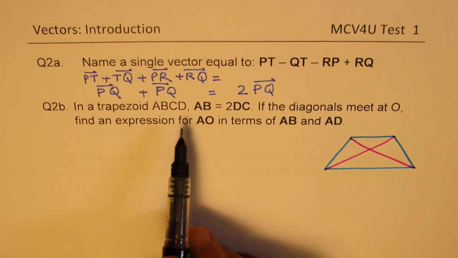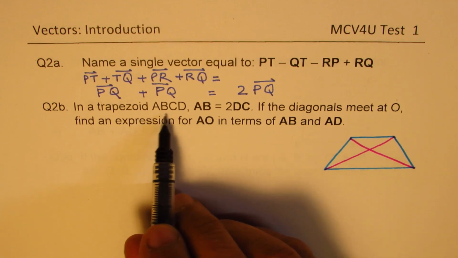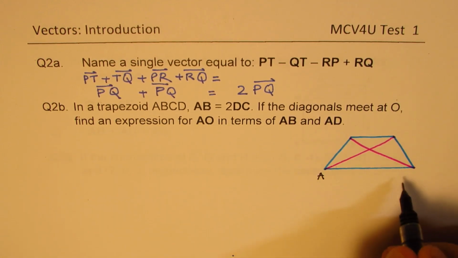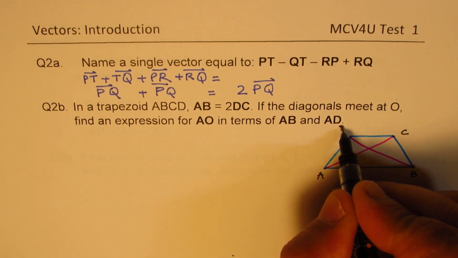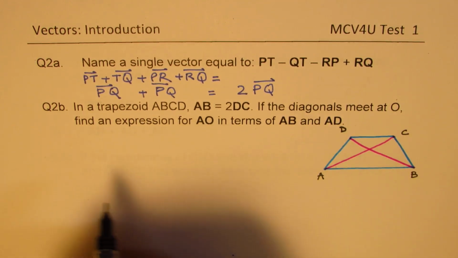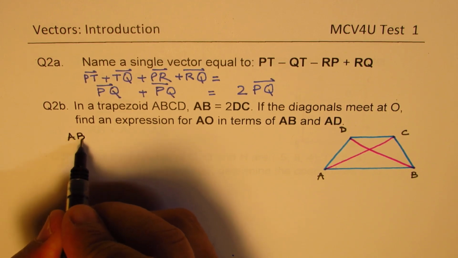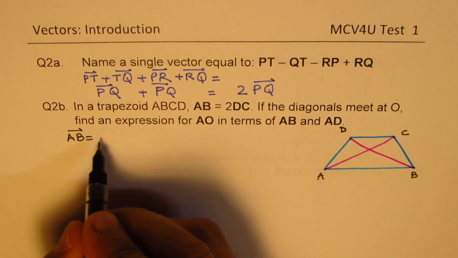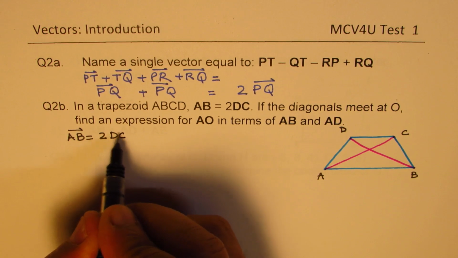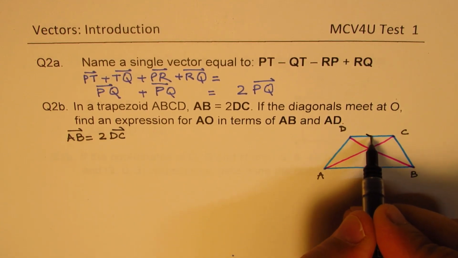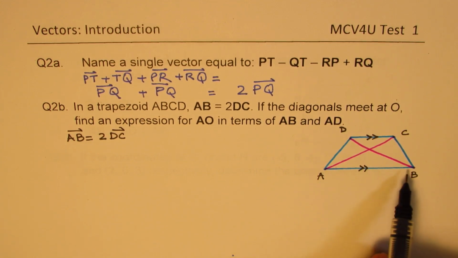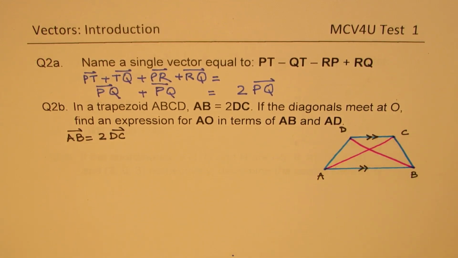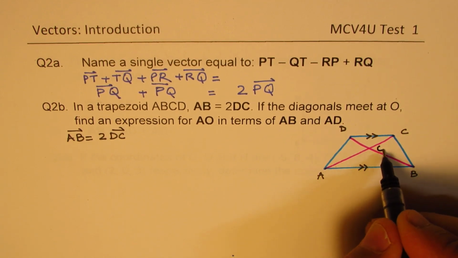We are given trapezoid ABCD. So let's label this as A to B to C to D. Now, when we say AB is twice DC, that means these are the two parallel sides we're talking about. And the length AB is 2 times DC, right? This is the point of intersection, which is O.